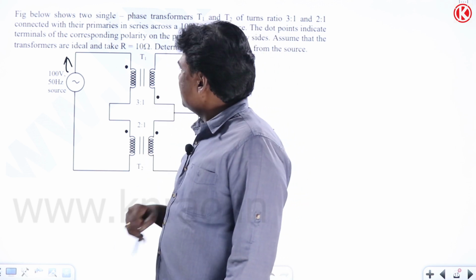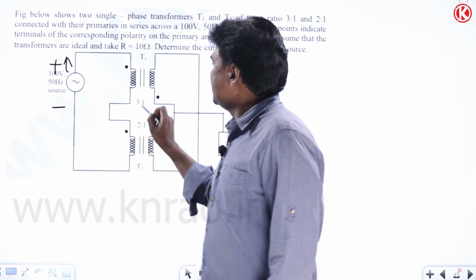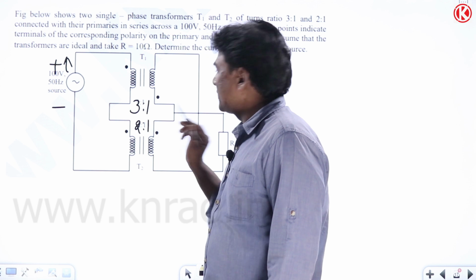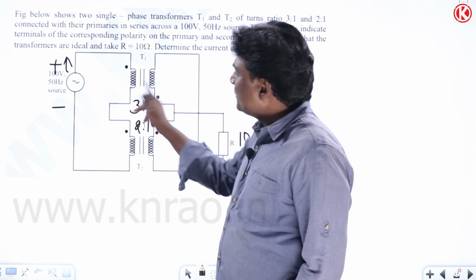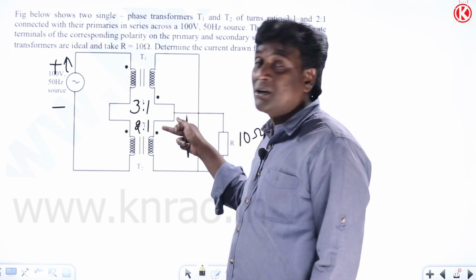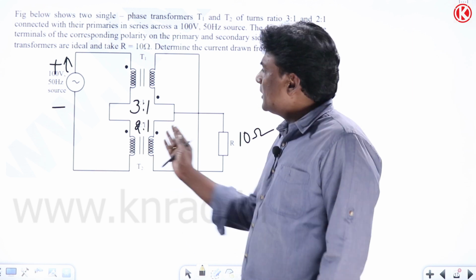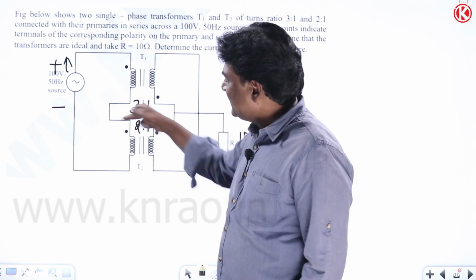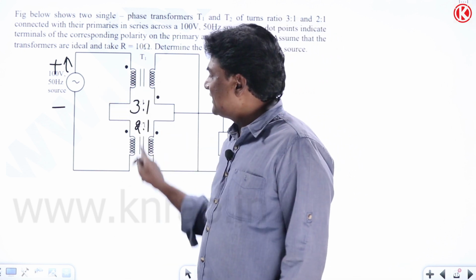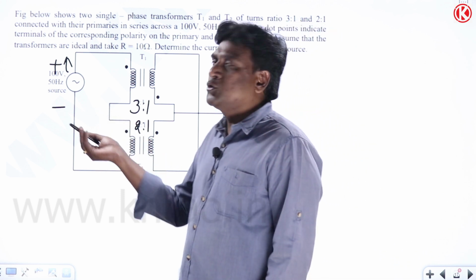See here, when 100 volts is supplied, from here to this is a 3:1 transformer and this is a 2:1 transformer. So on the primary side, if I think 3 turns are there, here how many turns will be there? 1 turn. Here if I think 2 turns are there, here 1 turn. So on the primary side altogether how many turns are there? 3, 2, 5 turns. If I think the primary side has 5 turns for the combined series connection, how much will be the EMF per turn? It is going to be 20 volts.